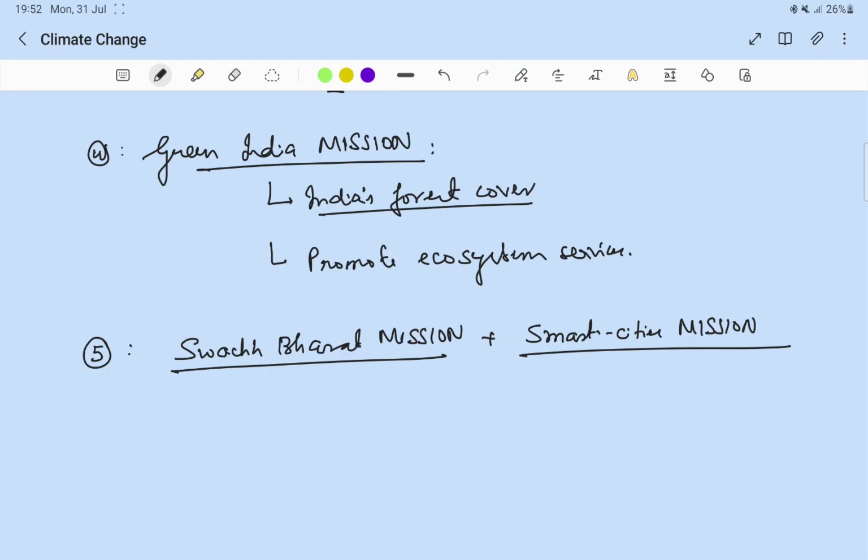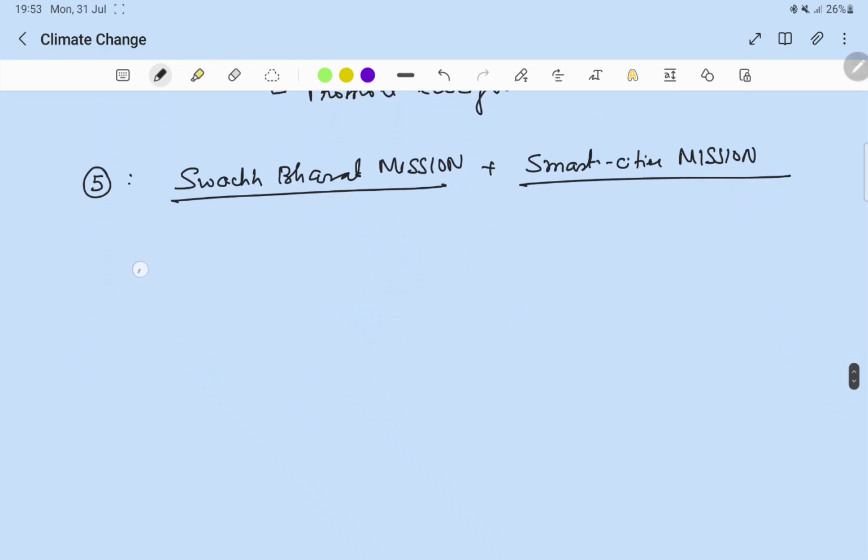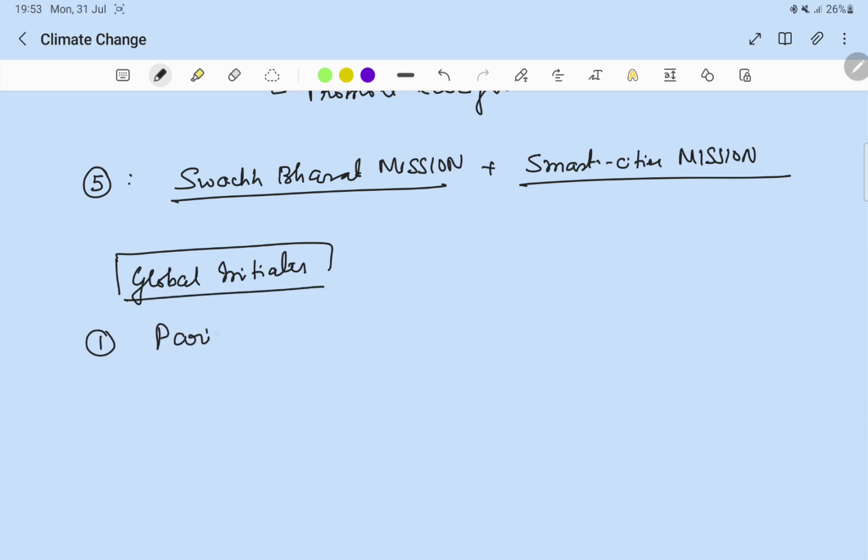So there are also global initiatives. This was the initiative taken by India. There are global initiatives too. Global initiatives involve, firstly, the Paris Agreement. So what is the Paris Agreement?